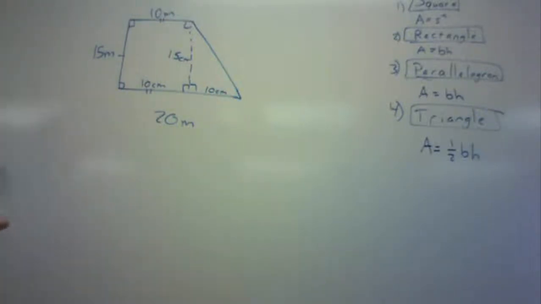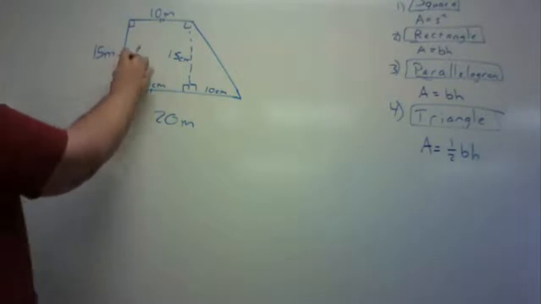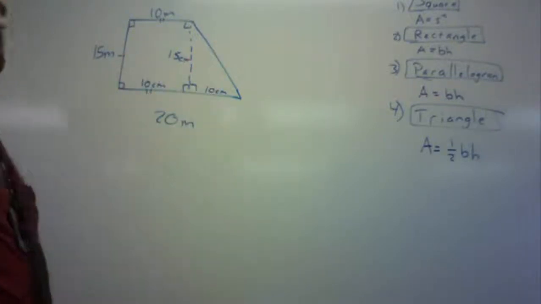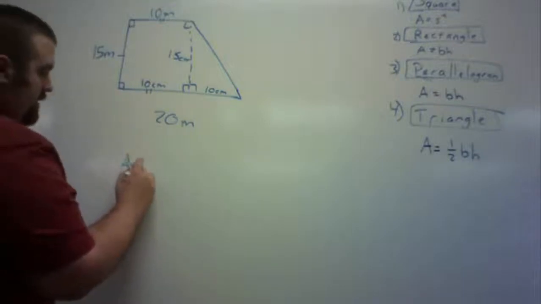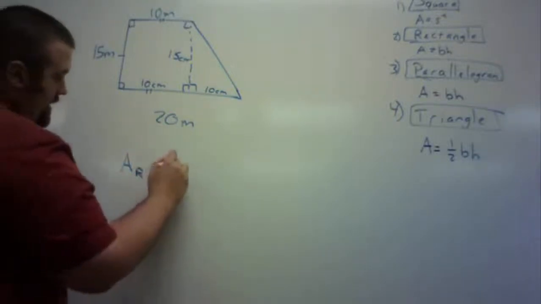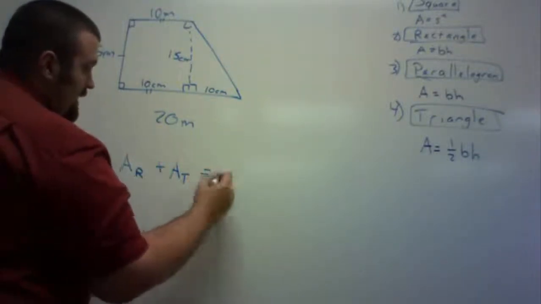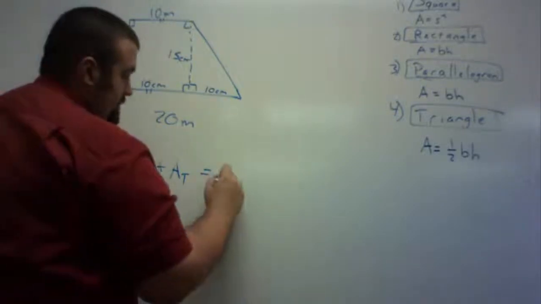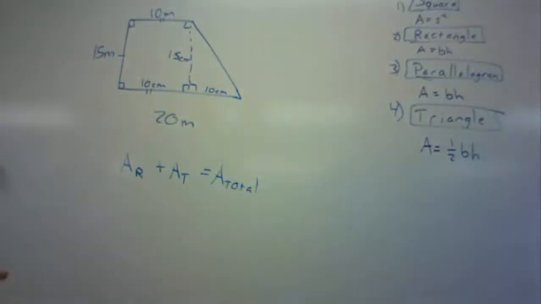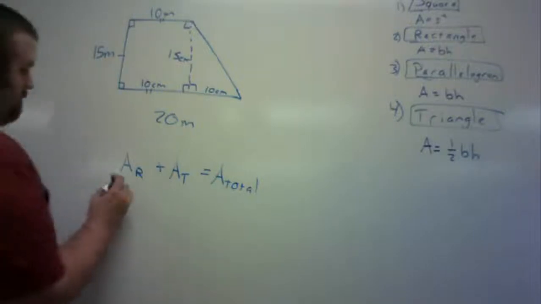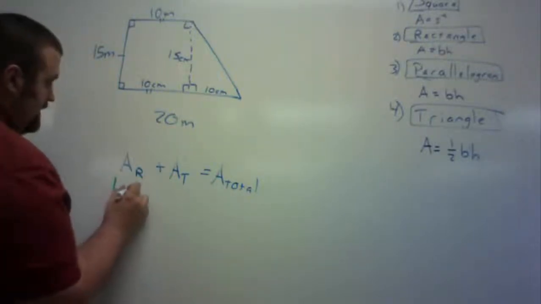Oh, I see how to do this now. I have a rectangle and I have a right triangle. To find the area here, I'm going to find the area of the rectangle and add it to the area of the triangle. And that's going to be the total area that I'm looking for. So, the area of the rectangle is going to be the base of the rectangle times the height.